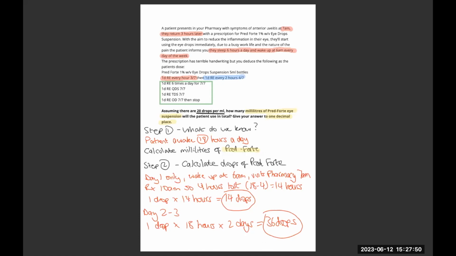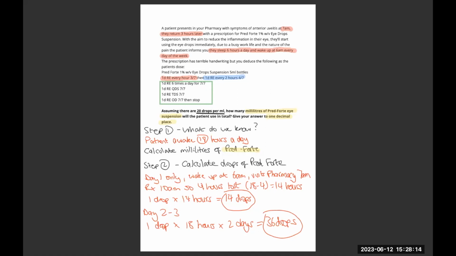So the question will always tell you and give you a clue as to how long the patient is awake for. 3/7 is 3 days, 7/7 is 7 days. So those are important things to know. You're going to be pharmacists soon, and this is sometimes how it'll be written on prescriptions. So it's very important to have that knowledge.